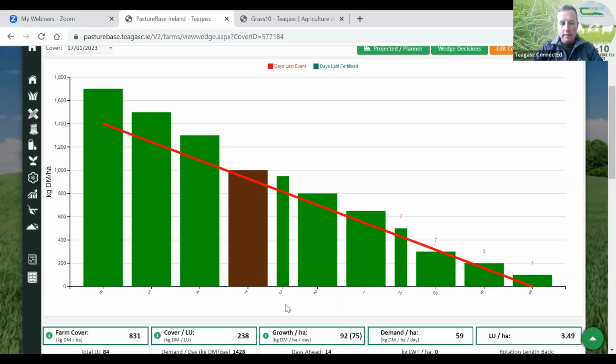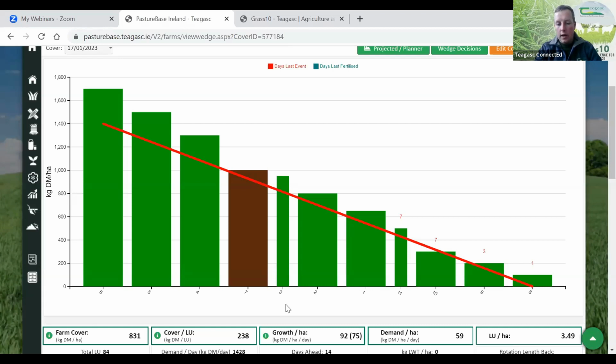Regardless of our stocking rate, regardless of what's going on the farm, we're trying to graze those covers as often as we can. So if we're just looking at the red line, and looking at the wedge, then we're probably looking like most of the paddocks are above it. Some of them are above it by a good bit. So that would be an indicator that something needs to change before we even look at figures.